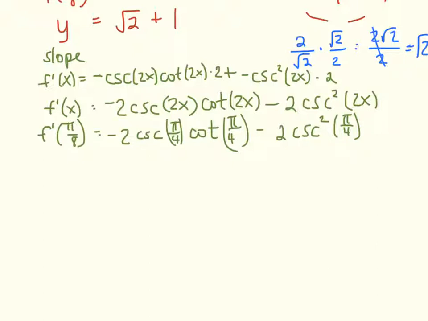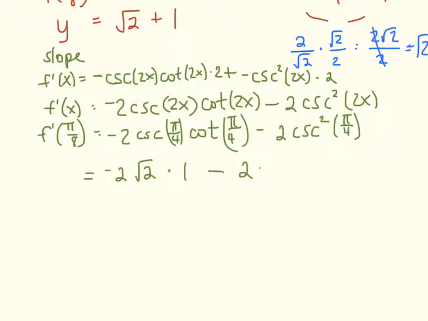Okay, and again, I already found the cosecant of pi over 4 and the cotangent of pi over 4. I'm not going to redo my efforts. I'm going to go ahead and steal those values from up above. I found that the cosecant of pi over 4 was radical 2. So negative 2 square root 2. Now the cotangent of pi over 4 from up above I found to be 1, so times 1, minus 2 times the cosecant of pi over 4.